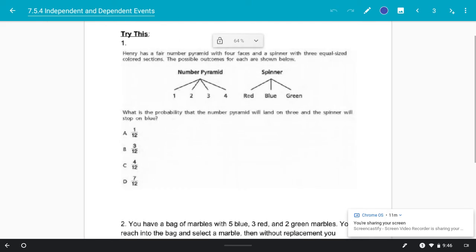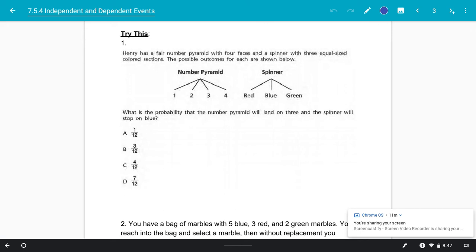All right, so let's try some more. We have 2 more examples. So number 1, Henry has a fair number pyramid with 4 faces and a spinner with 3 equal-sized color sections. So we're told it's a fair number pyramid, meaning that the 4 faces, 1, 2, 3, and 4, can come out in equal probabilities, and equal-sized color sections on the spinner, telling us again the red, blue, and green, can come out in equal probabilities.